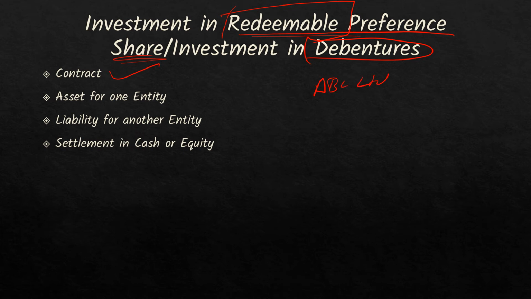So I've invested in preference share of ABC Limited. So that preference share is my asset. So in my balance sheet, I will show it as asset. ABC Limited will be showing it as liability. So we have a contract that I have given a certain amount of money and I will be getting that back after a certain period. So contract is there, asset is there, liability is there.